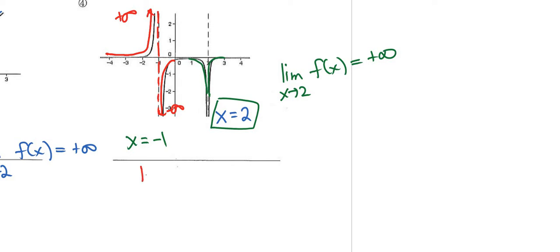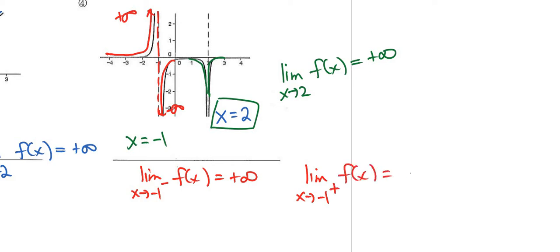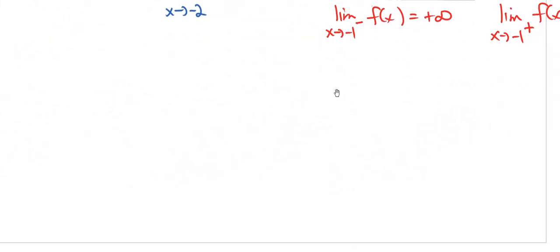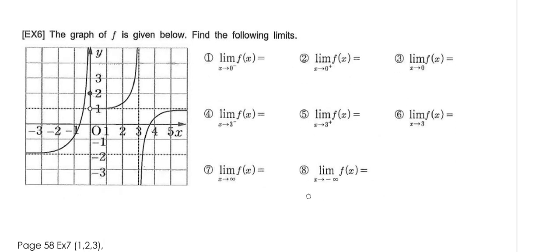So the way I write that is the limit as x approaches negative 1 from the left-hand side of f of x, that's going to positive infinity, and the limit as x approaches negative 1 from the right-hand side, that's going to negative infinity. All right, so those graphing questions aren't too bad. Let's move on to example number 6.